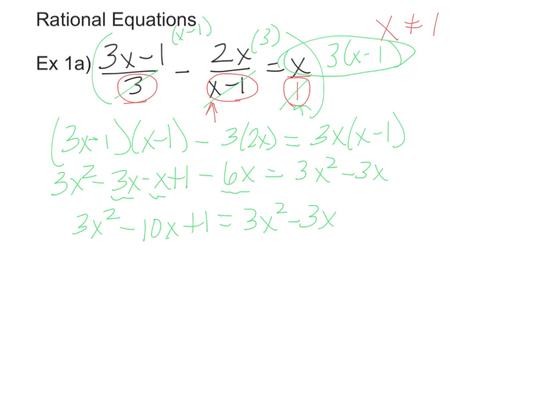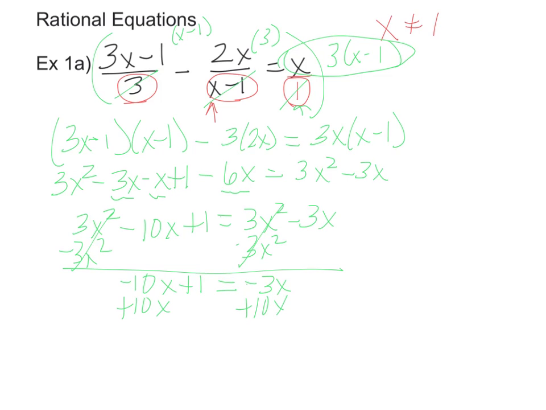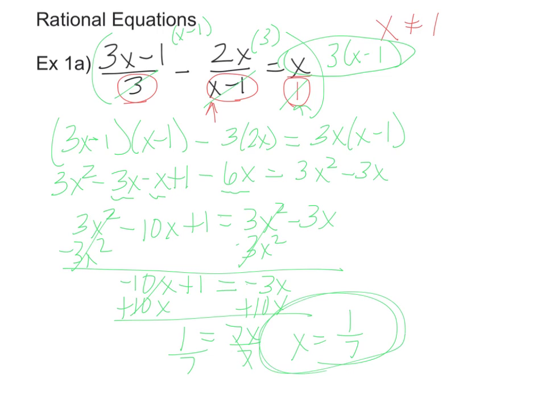So anytime you have a squared term, you always want to try to get it by itself, but look at what's happening here. If I subtract a 3x squared from both sides to eliminate it, they're gone. So I really no longer have a quadratic at this point. So negative 10x plus 1 is now equal to that negative 3x. I'm going to add a 10x here just so that I can keep my variable coefficient positive. So 1 is now equal to 7x. When I divide both by 7, x is equal to 1/7.